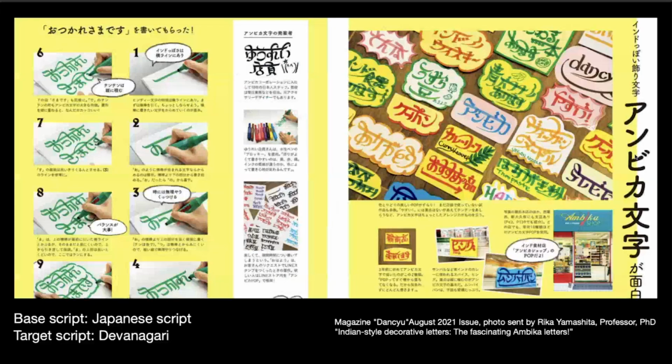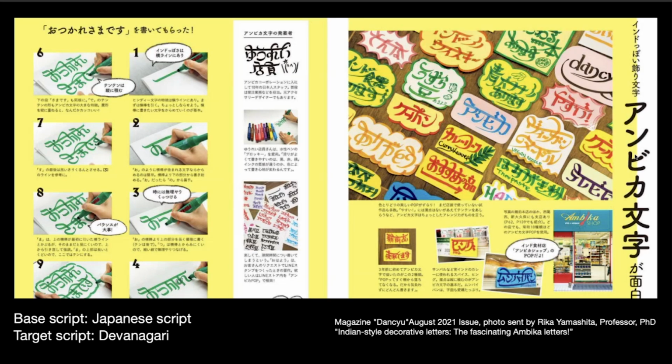The next example is interesting. A professor from Tokyo, Rika Yamashita, sent me the example. It was a local Indian shop called Ambika, and they sell Indian food in Tokyo. The shop staff was writing the signs for everything in the style of Indian script, and it's readable in Japanese.